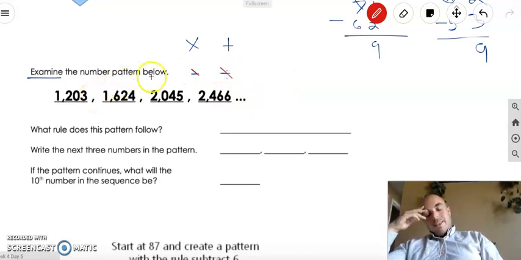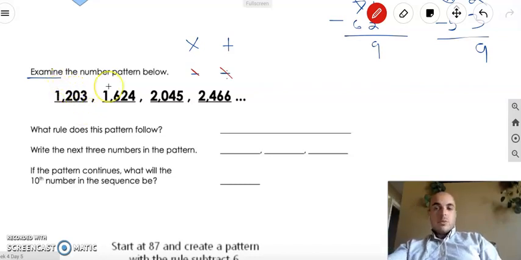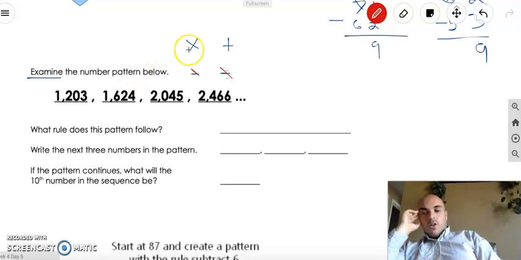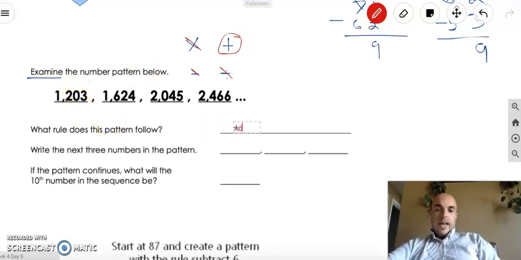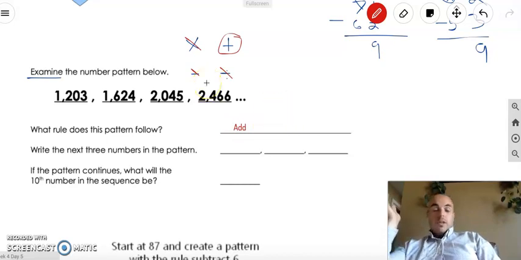Now, is this multiplication? I don't think so. I'm going to say that it's probably not, because even if you were to multiply, let's say 1,203 by 2, the next number would be at least 2,000. So you have 1,000, double it, multiply by 2, you're going to get 2,000, right? So it can't be multiplication, which leaves me with just addition as the rule. The rule is going to be that you're adding something, okay? But the question is what is that something?